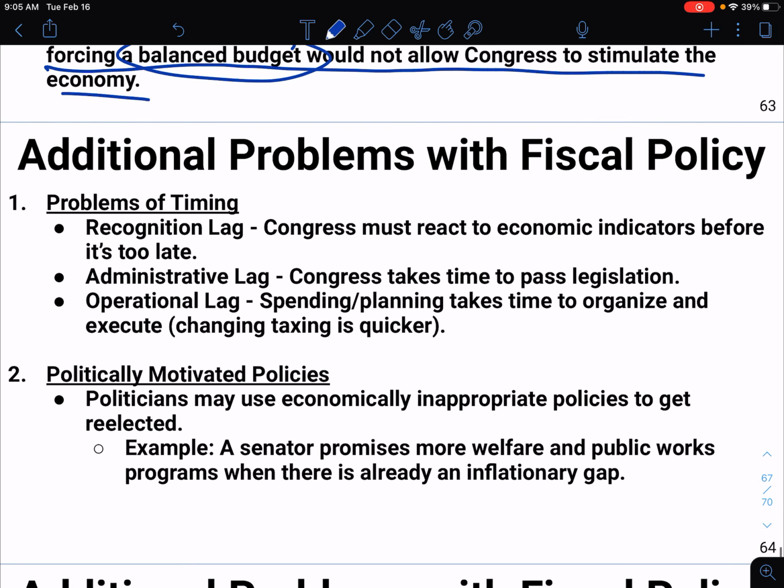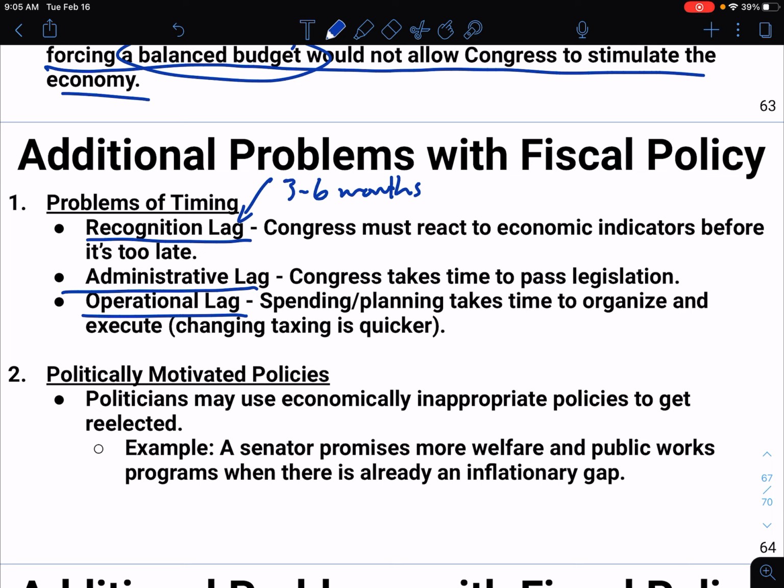Now, in addition to the possibility of long-term budget deficits and therefore debt, there are lags. So the recognition lag, the administrative lag, and the operational lag are all important problems with fiscal policy. We've talked about this before. If we're in a recession, we don't know it for 3 to 6 months after we are in it. We can guess, but it just takes a while to collect the data.